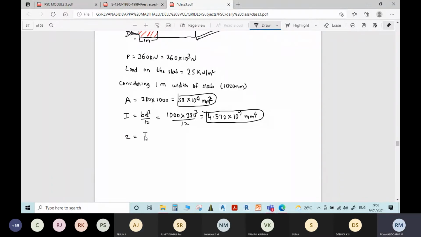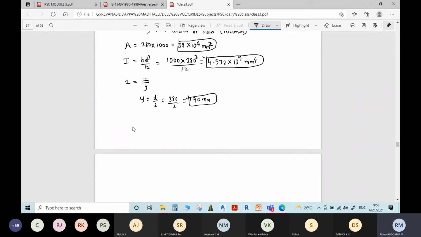Z is equal to I by Y, where Y is the distance of the top fiber from the central axis, which is D by 2. D is 380, divided by 2, it is 190 mm. So moment of inertia is known, Y is known. Z is equal to I, 4.572 into 10 power 9, divided by 190.